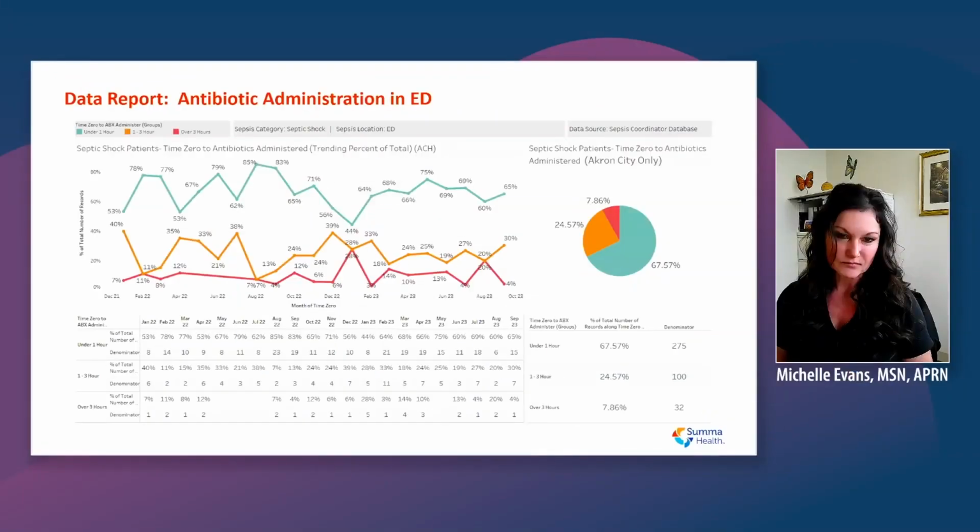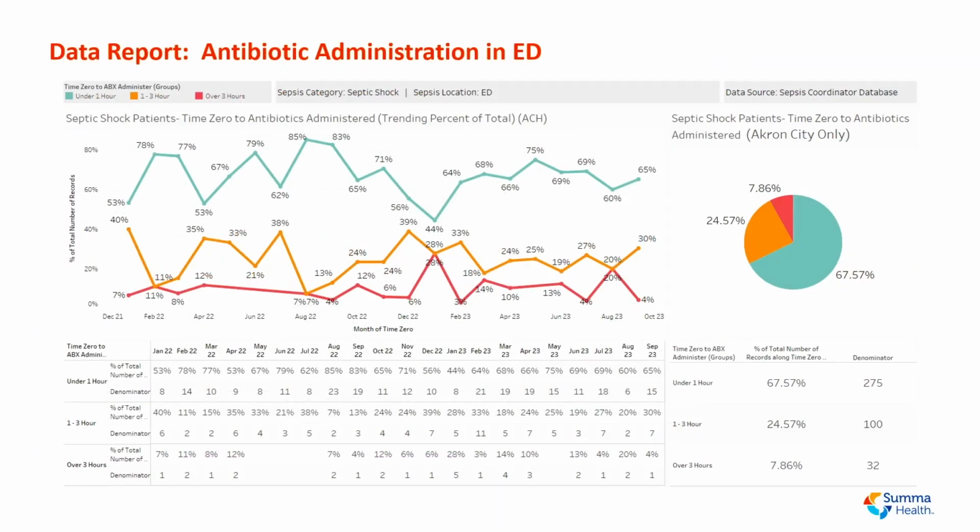Next slide, please. This is an example of how we follow our antibiotics. So this is a project we're working on now. We are trying to determine where our fallouts are and what our greatest opportunities are. And we're really focusing on septic shock and trying to get those antibiotics in within an hour for our shock patients.